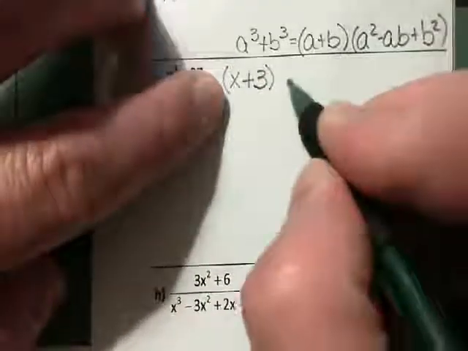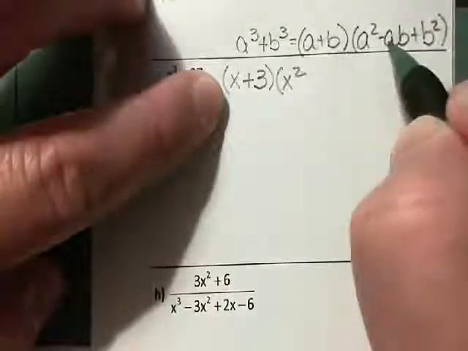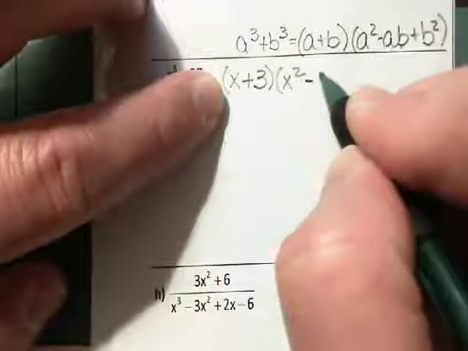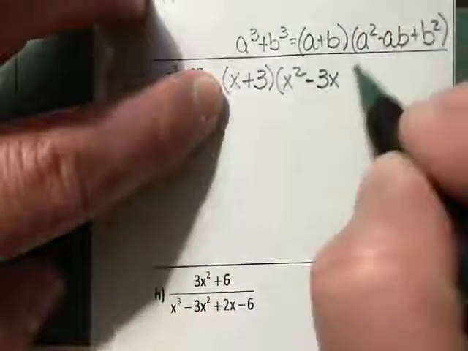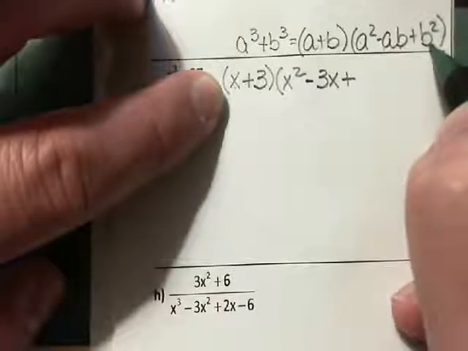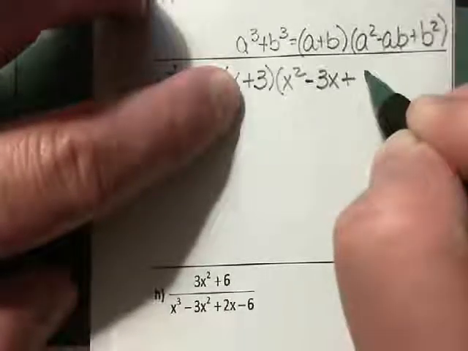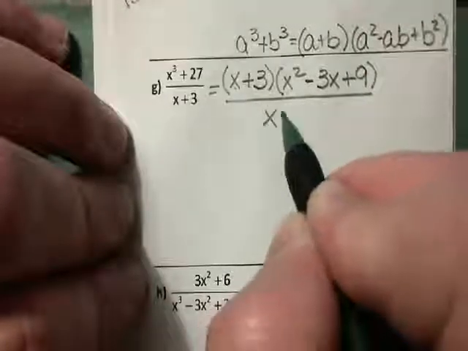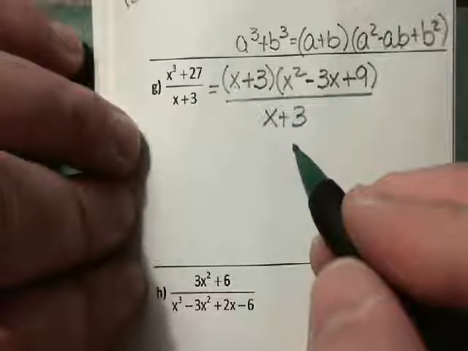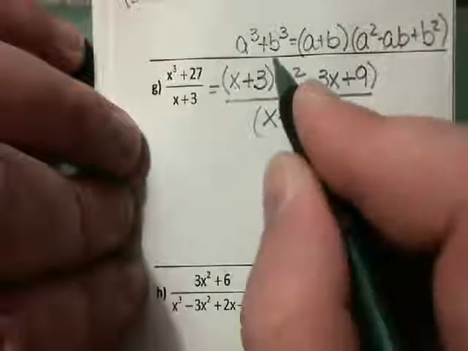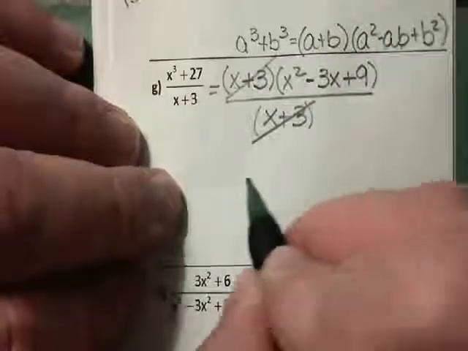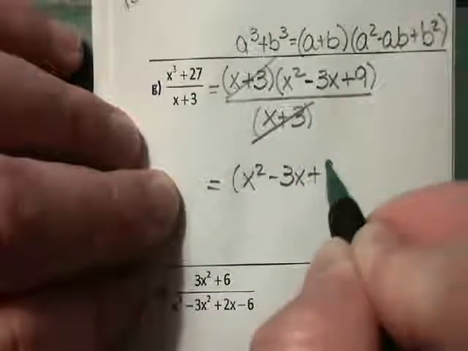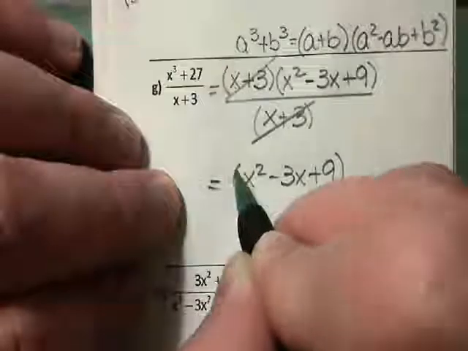I take the first one and I square it, and then put a minus. The first times the second, so the first times the second is 3x, plus the second one squared, so the second one is 3. 3 squared is 9. And then I copy the bottom because I cannot factor anything on the bottom. Now, with that, what can I cancel? The x plus 3. So that means I'm left with x squared minus 3x plus 9. And that will be my answer.